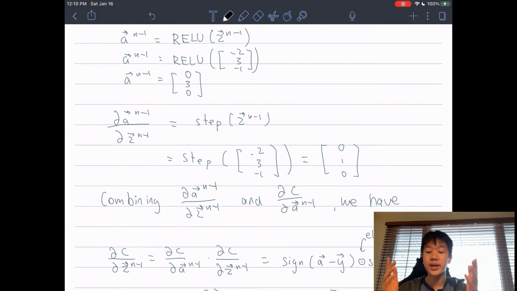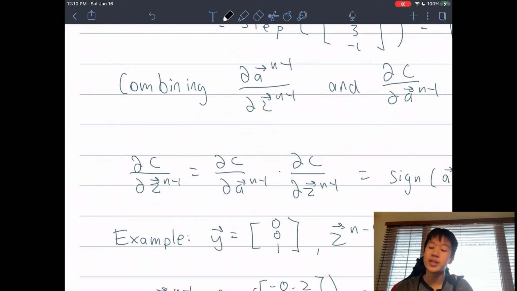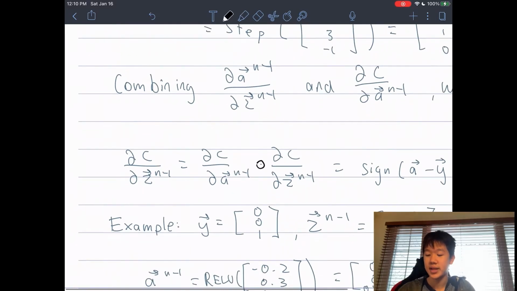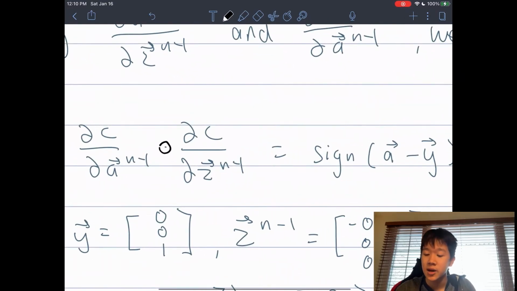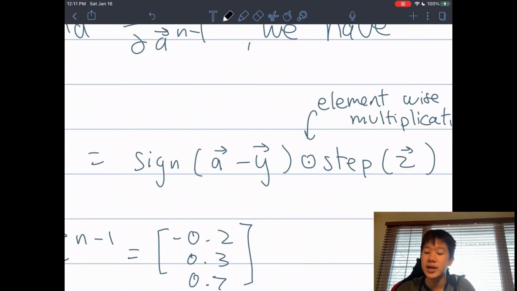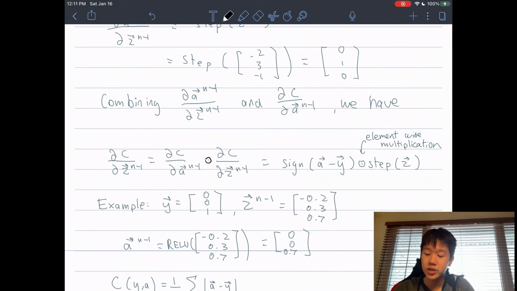So combining ∂a^(n-1)/∂z^(n-1) and ∂c/∂a^(n-1), we have that ∂c/∂z^(n-1) is equal to ∂c/∂a^(n-1), which is just sign of (a - y), element-wise product with the step of z. So that was the chain rule.